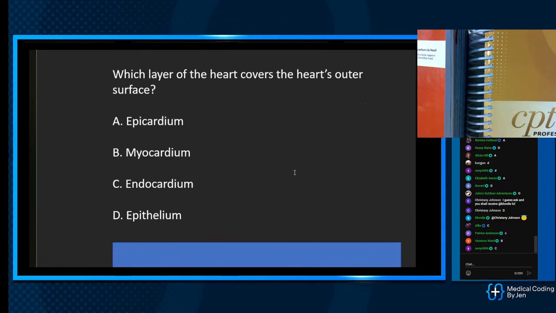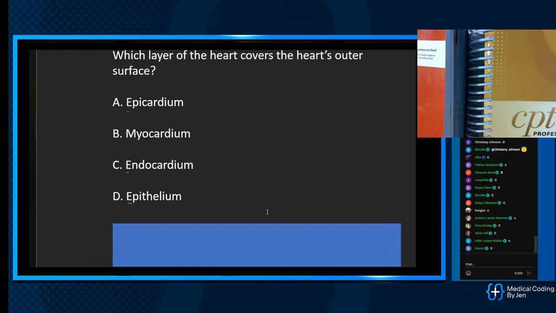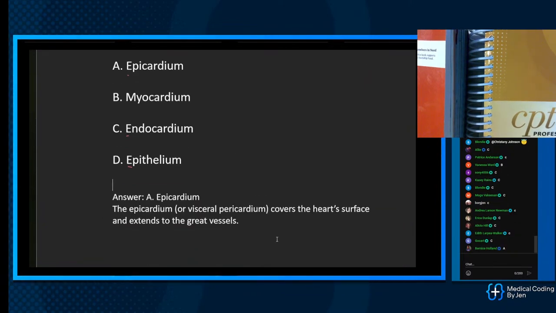Which layer of the heart covers the heart's outer surface? Outer surface. So epi, endo, another epi, and a myo. So we have three that start with the letter E. And you know epi means on top. So it shouldn't be too hard. Epicardium.